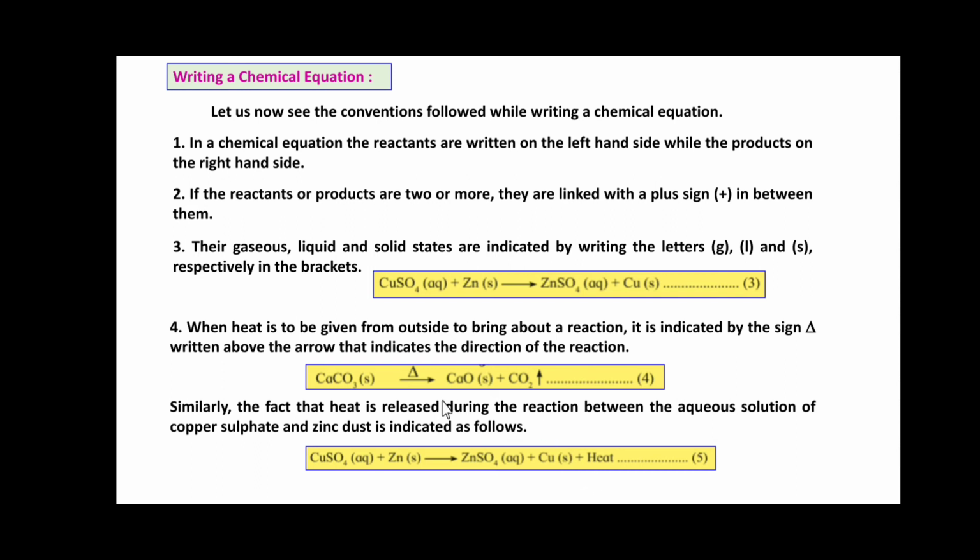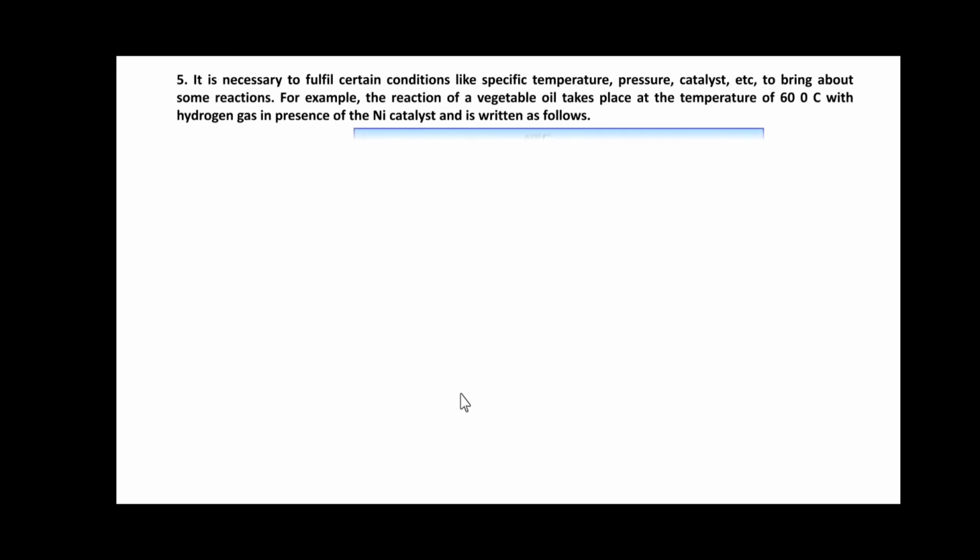Fifth equation. Friends, it is necessary to fulfill certain conditions like specific temperature, pressure, catalyst, etc. to bring about some reactions. So the conditions are indicated below or above the arrow indicating the direction of the reaction. For example, the reaction of vegetable oil takes place at a temperature of about 60 degrees Celsius with hydrogen gas in the presence of nickel as a catalyst, and could be written as vegetable oil plus hydrogen in the gaseous form at 60 degrees temperature and nickel as a catalyst. It gives you vanaspati ghee in a solid state.